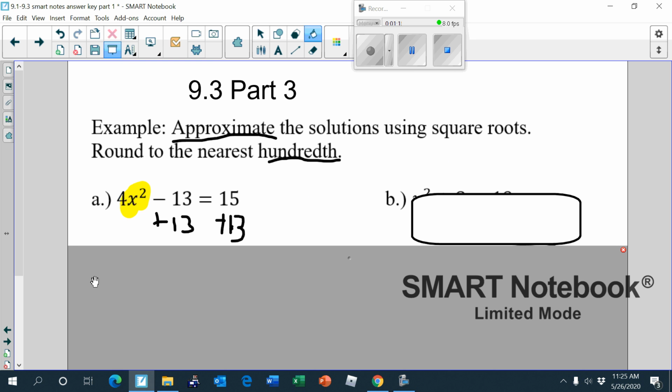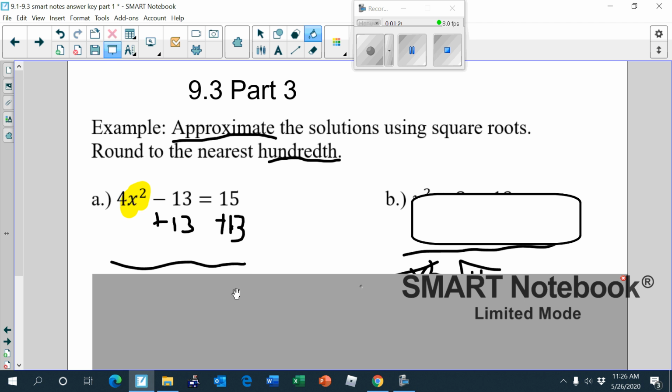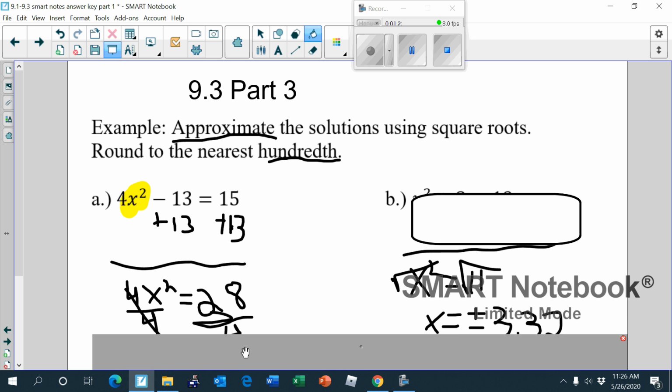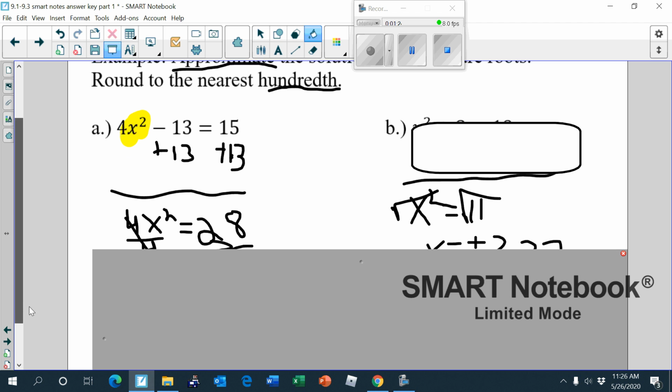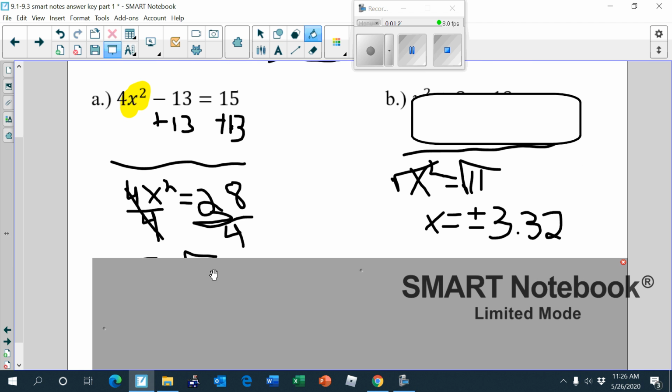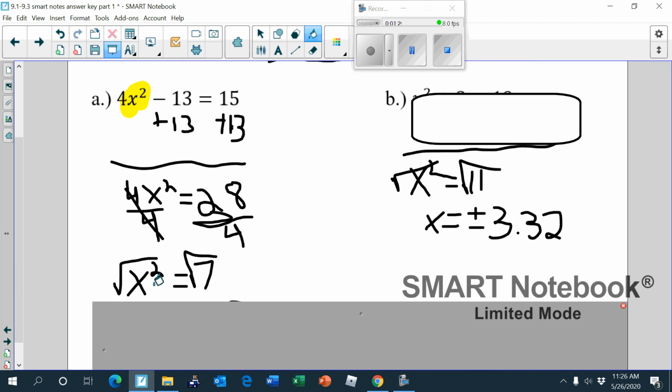Okay, so what we do from here is we add 13 to both sides, right? And we get 4x squared is equal to 28. Stay with me here. And of course, then we're trying to get our x squared by itself. So we're going to divide by 4 on both sides. We get x squared is equal to 7.